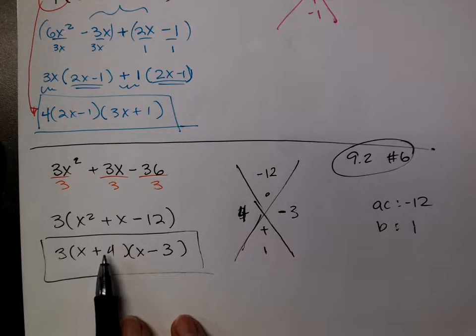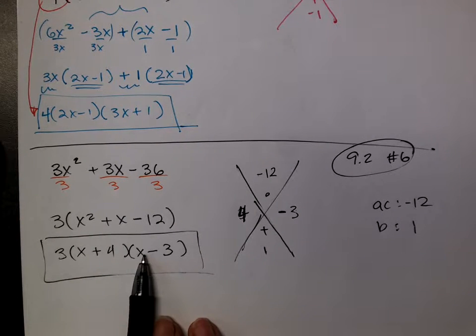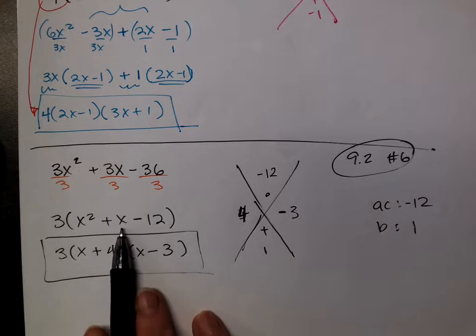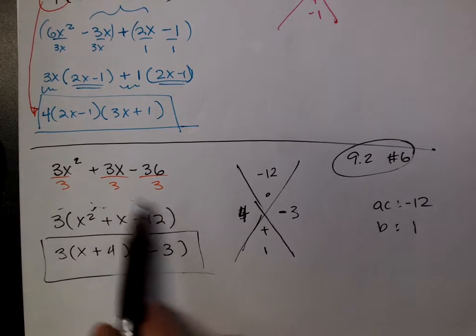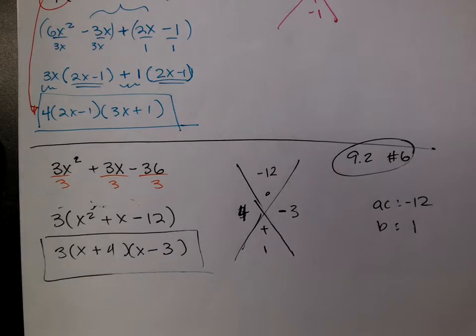Remember, you can always check your work. I refoil this. X squared plus 4x and negative 3x is 1x. And then negative 12, check, and then distribute my 3. And I see I'm back where I started. You can always check your work.